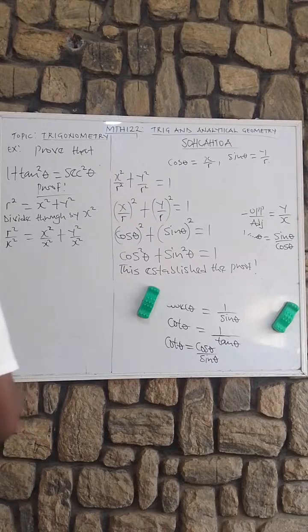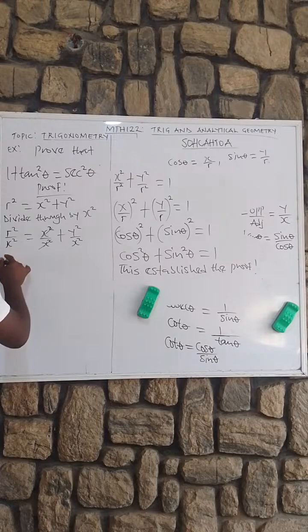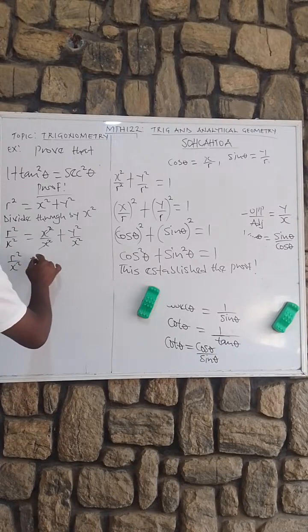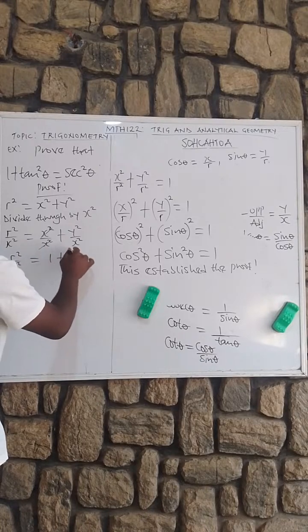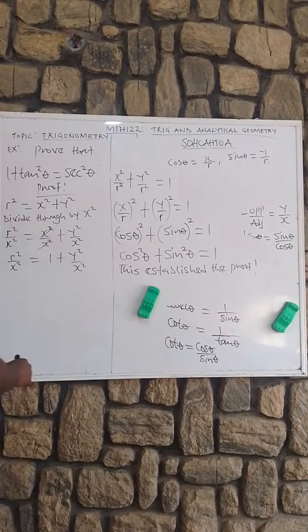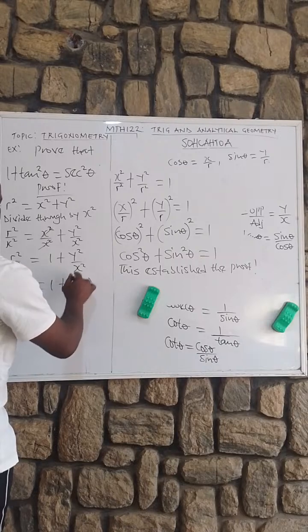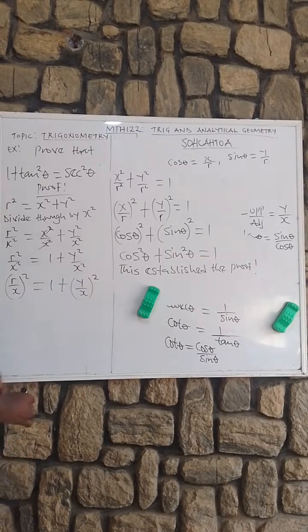Yeah, in the exam, this and this cancel, always 1. So r square all over x square is equals to 1 plus y square all over x square, right? So this is the same thing as (r all over x) all in square equals to 1 plus (y all over x) all in square.